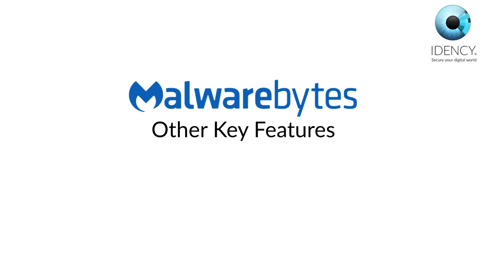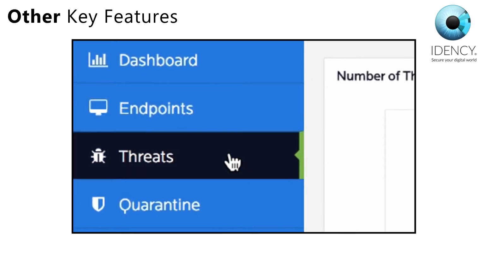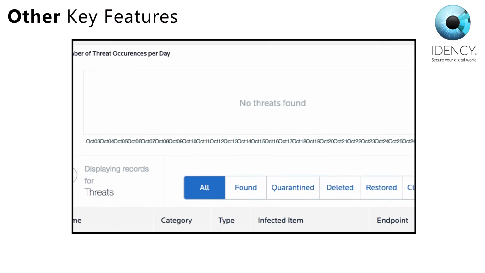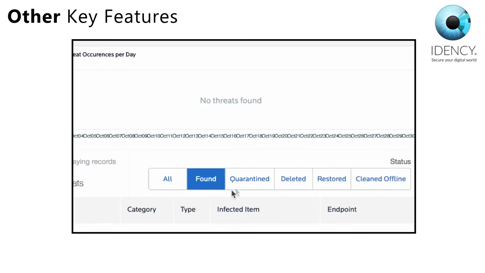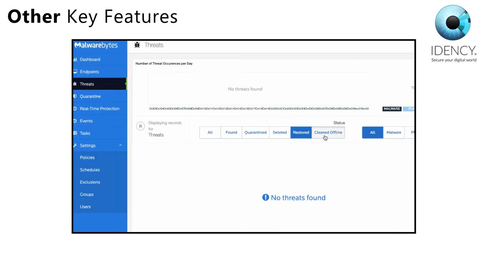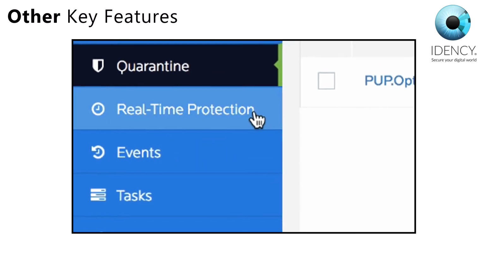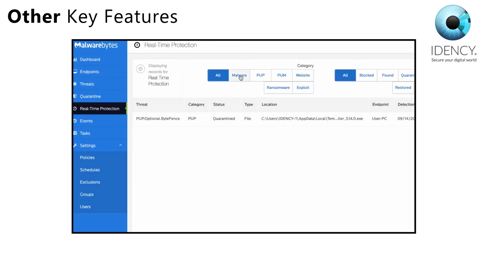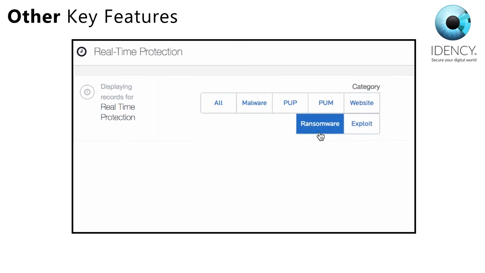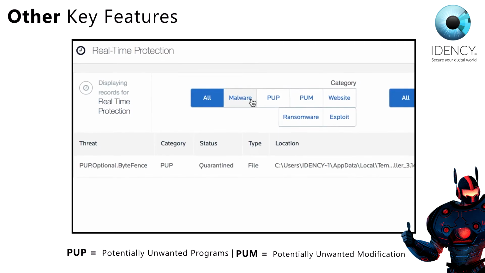Other key features. The Threats tab is to find records of threats found, quarantined, deleted, restored, and cleaned offline. The Quarantine tab displays all records for anything that has been put into quarantine, for example, something that might be harmful, you then decide whether to delete or keep. This can also be set to delete or ignore automatically in the policy. Real-time protection displays all the endpoints that are on real-time protection. This section displays files or processes that have been found to be potentially harmful in real time.